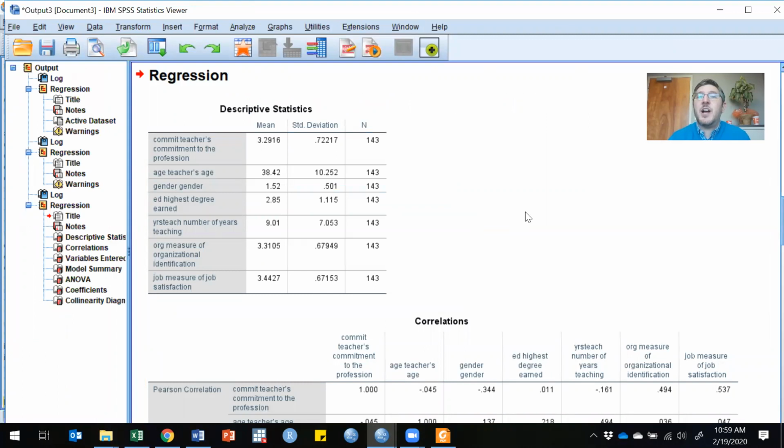So the output starts off with some basic descriptive statistics. We can see we have 143 participants in this data set who have a valid case on every single one of these variables. So if you're missing, say, teacher's age, but you have a valid response for commitment, gender, highest degree earned, all of these other items, then you'll be dropped from the analysis. So you have to have a valid case on each one. So we might want to assess missingness before we run the analysis.